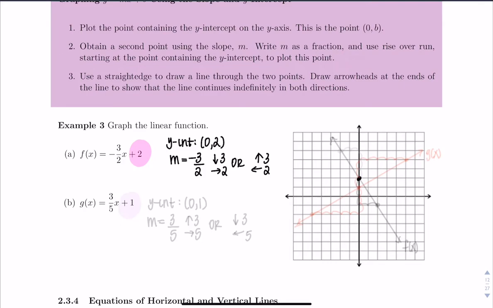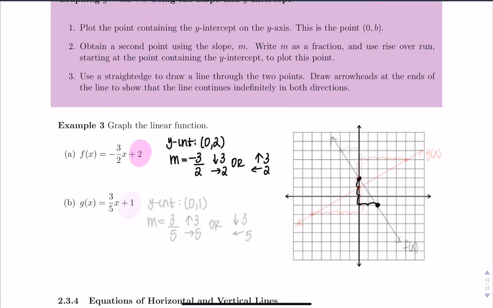So from 0, 2, let's go down 3 units. We go 1, 2, 3, and then to the right 2 units. And so my second point can be plotted right there. Let's try the other direction just to show that it falls on the exact same line.